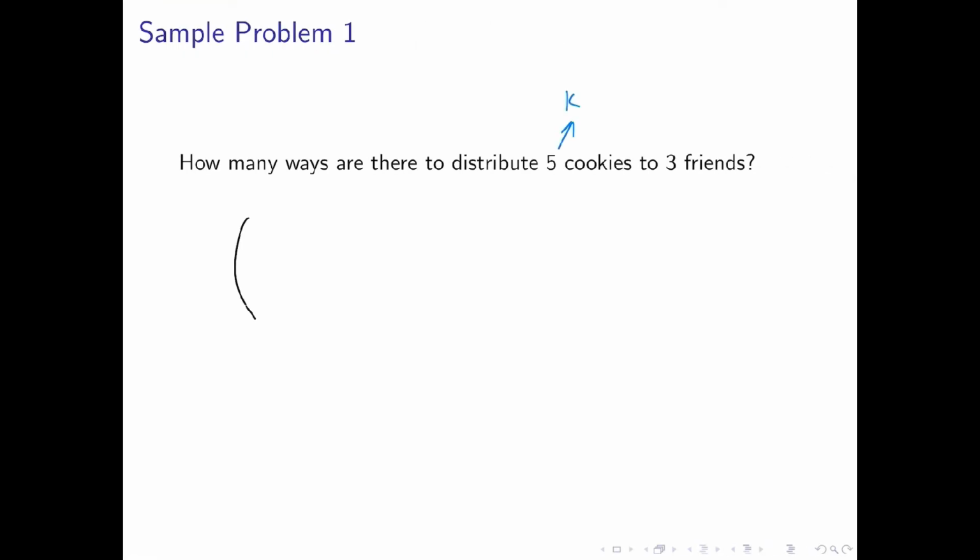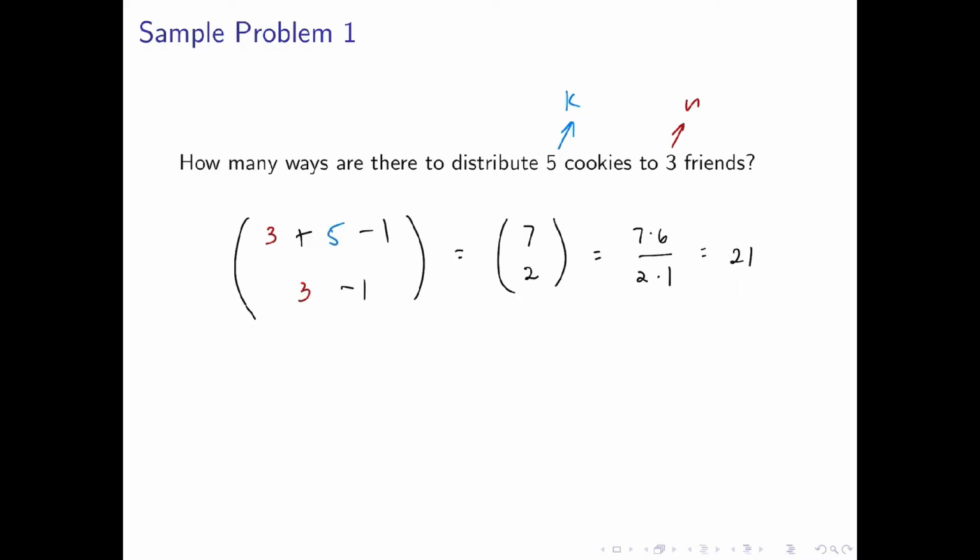5 cookies. So parang ito yung mga k objects. Tapos ito yung n. So just make sure na lang. So it's going to be 3. So n plus k minus 1, choose n minus 1. So 7 choose 2. And that's going to give us 7 times 6 divided by 2 times 1. So that's going to give us 21.